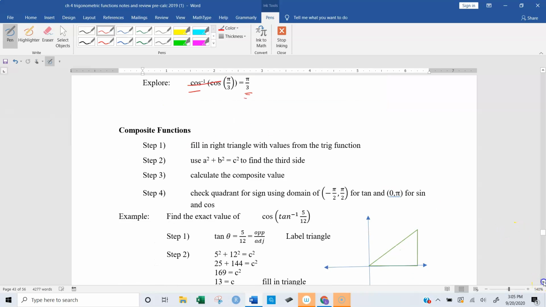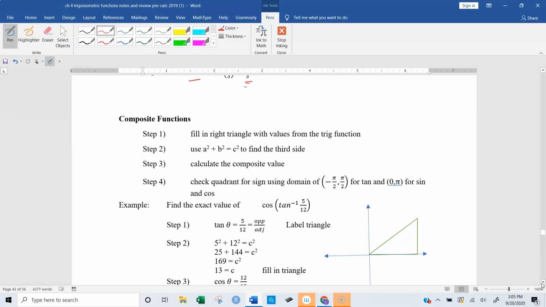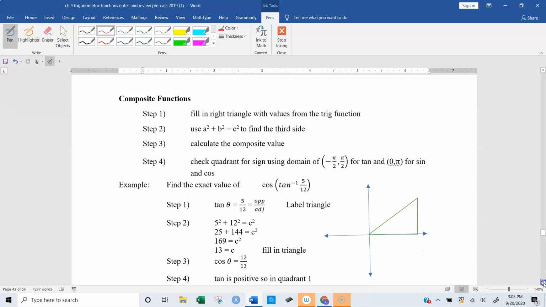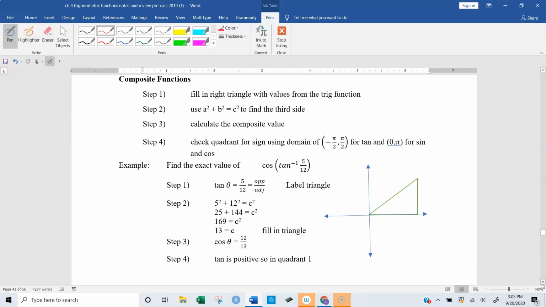Here we go. Composite functions. There are a couple of ways to do these. We're going to show you with a triangle because I think it helps make it clearer. And we're going to calculate the composite value. Right, I want to find the exact value of cosine of inverse tan 5/12.